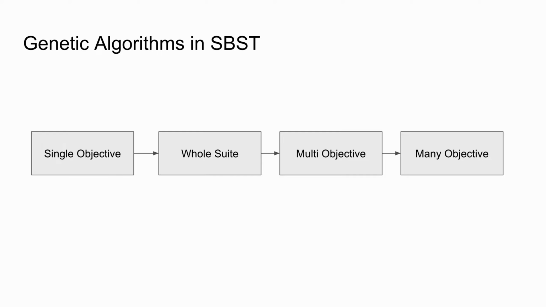Genetic algorithms in SBCT. At first, single target. In our case, the branch was considered as an optimization target in single objective case. Next, the whole suite test generation tried to aggregate each objective into a single objective. In our case, summing all branch distances to one objective function. This helped to get rid of some of the redundant statements. But aggregation was not a good way of solving a multi-objective problem. So later, the multi-objective and many-objective solutions were applied in the SBCT.